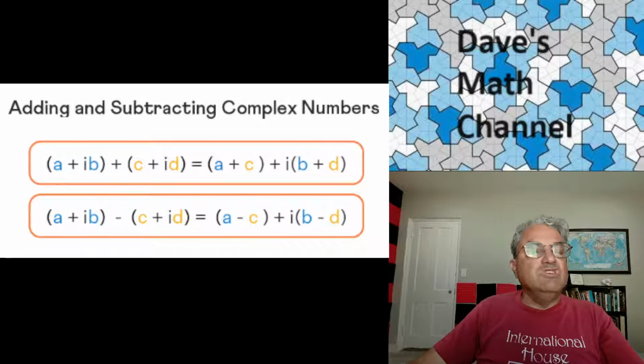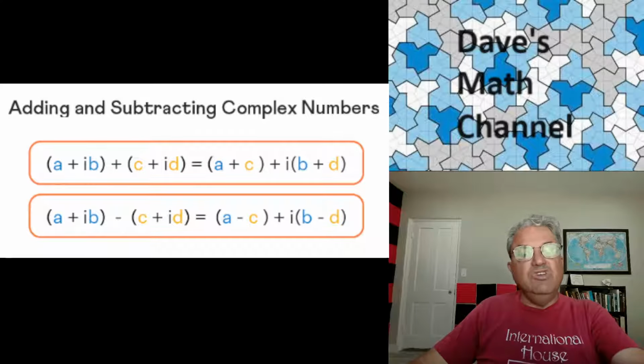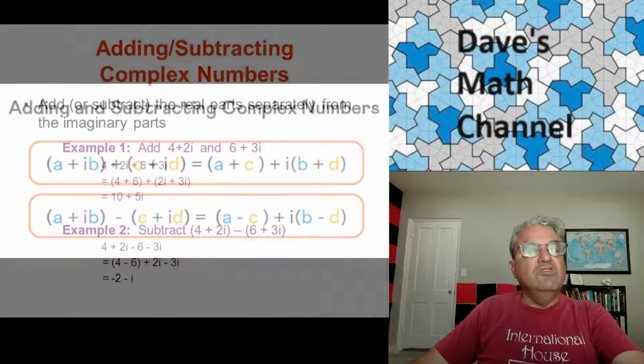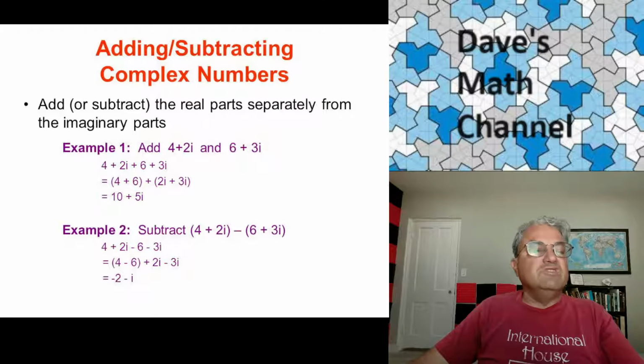And similarly, subtraction is exactly the same, except instead of adding respective real and imaginary components, you're subtracting this time. So now you have a plus ib minus c plus id equals a minus c plus i times b minus d. Pretty easy.